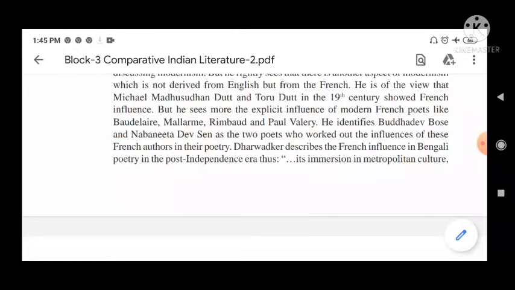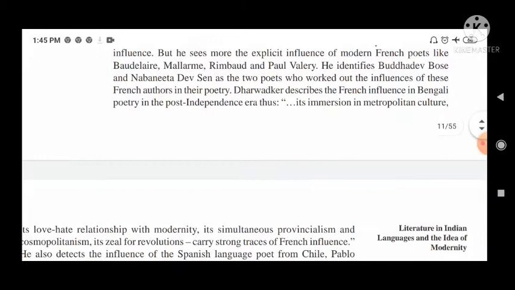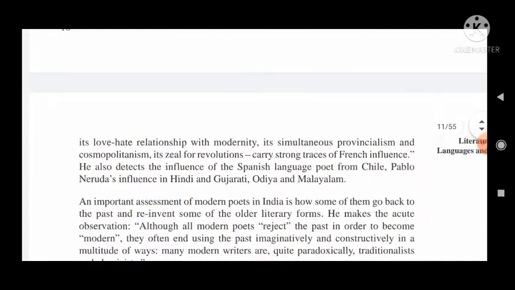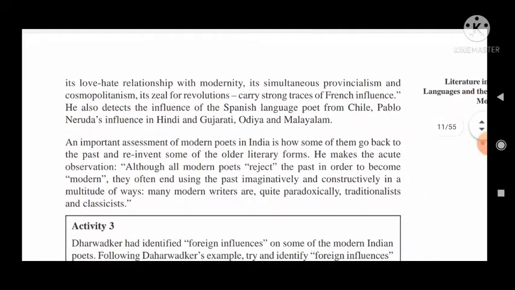He identifies Buddhadev Bose and Navanita Devsen as the two poets who worked out the influences of these French authors in their poetry. Dharwadekar describes the French influence in Bengali poetry in the post-independence era and its immersion in metropolitan culture, its love and hate relationship with modernity, its simultaneous provincialism and cosmopolitanism, its zeal of revolutions carrying strong traces of French influence.